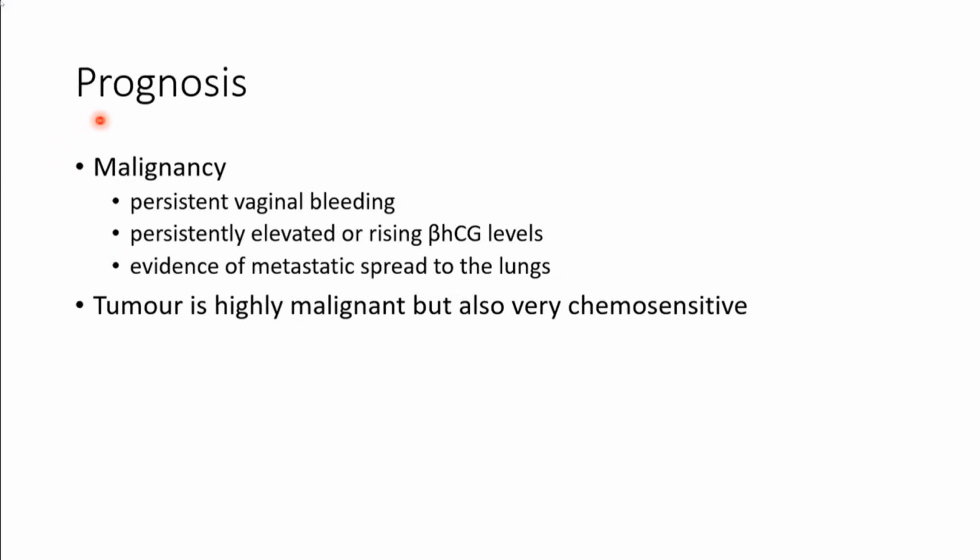Lastly, we reach the prognosis of gestational trophoblastic disease. Malignancy will be suspected under the following conditions: persistent vaginal bleeding, persistently elevated or rising beta-HCG, and evidence of metastatic spread to the lungs. The tumour is highly malignant but also very chemosensitive, so she has to take proper treatment.